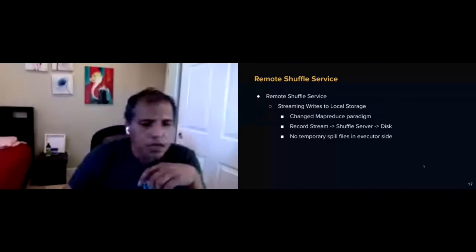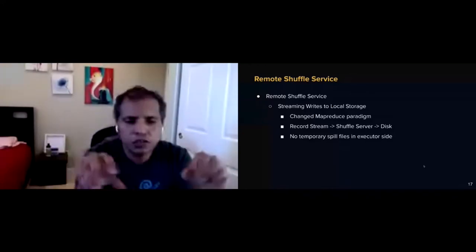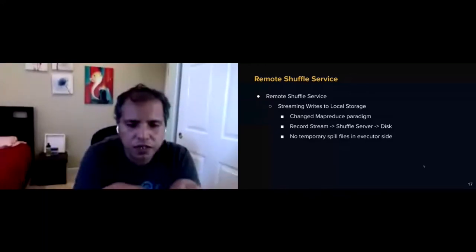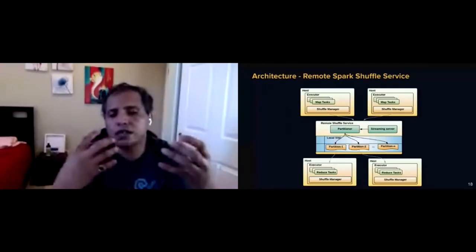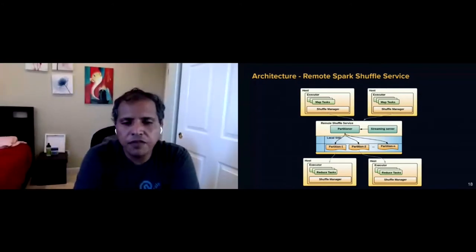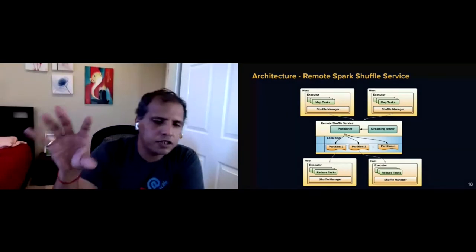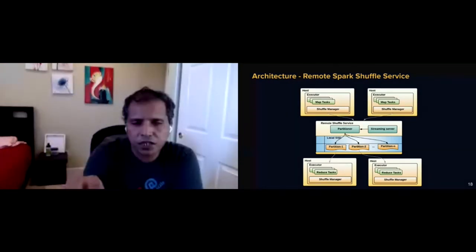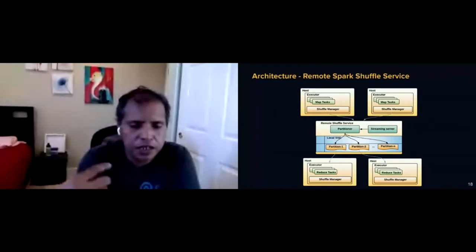As you see in the earlier slide, we have multiple hosts which are executors running mapper tasks, and then there are multiple hosts running reducer tasks. The shuffle manager is being abstracted out to write shuffle output to the remote shuffle service. And we have a ZooKeeper which can let you know which partition or which server you need to choose. I think Bo is going to talk about it in detail a little bit.